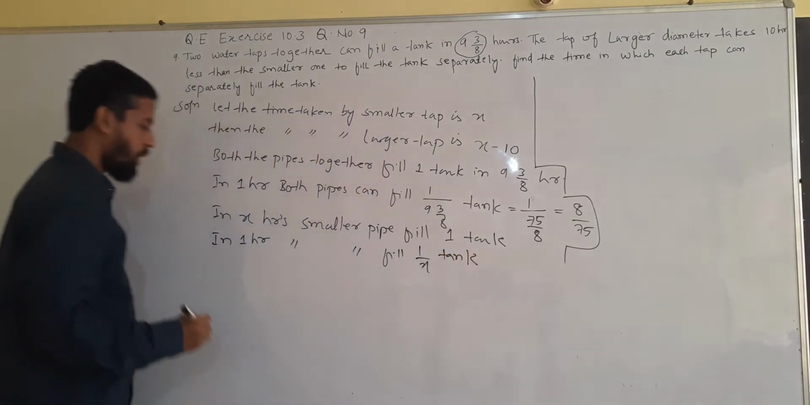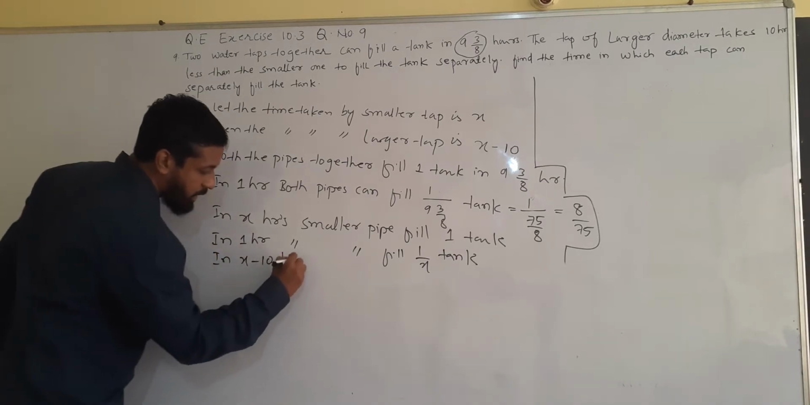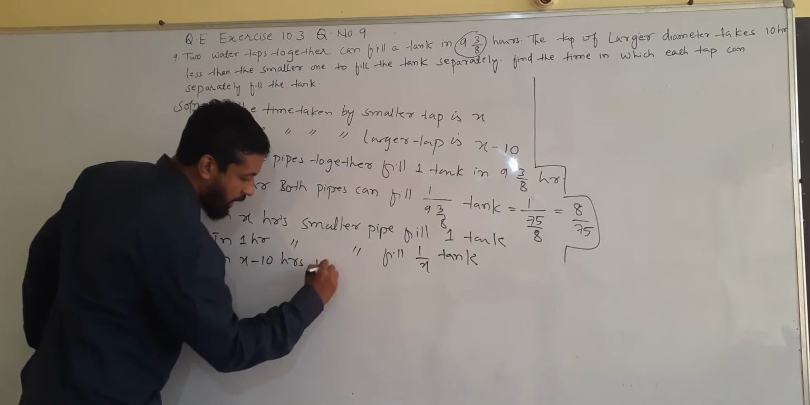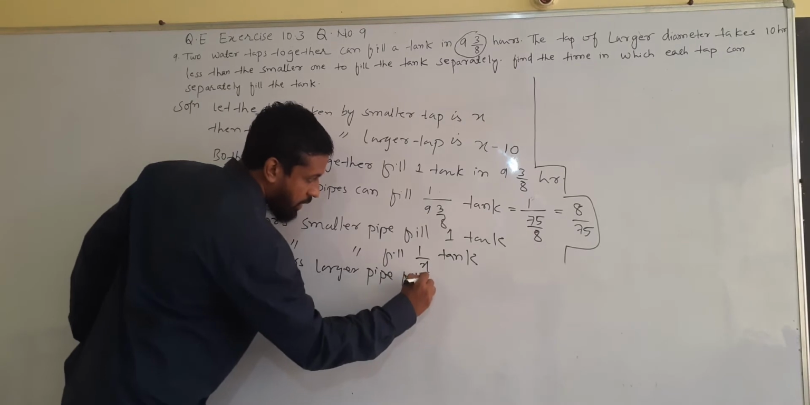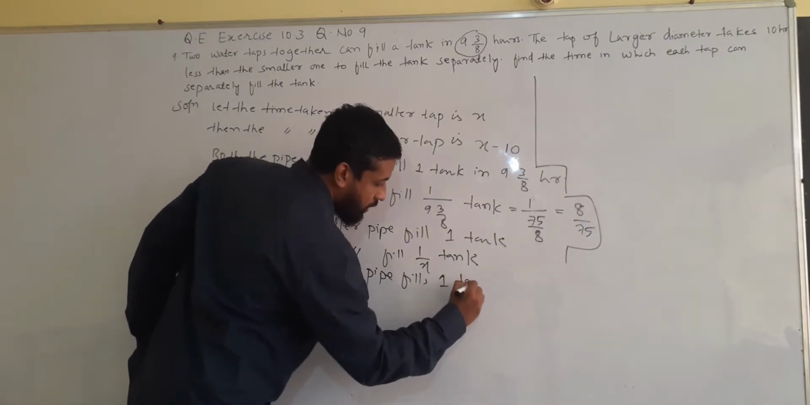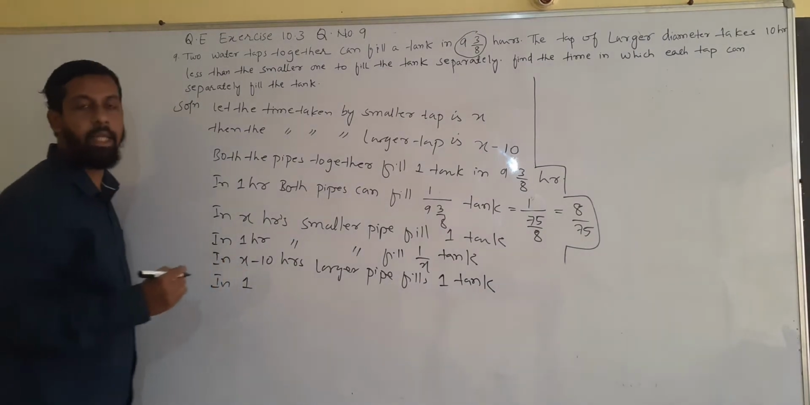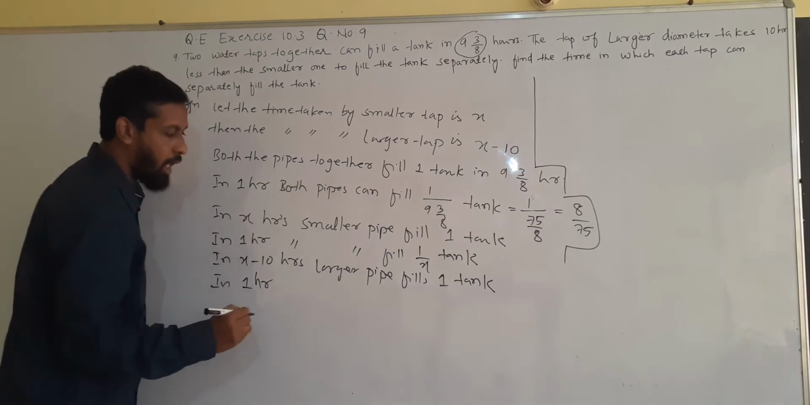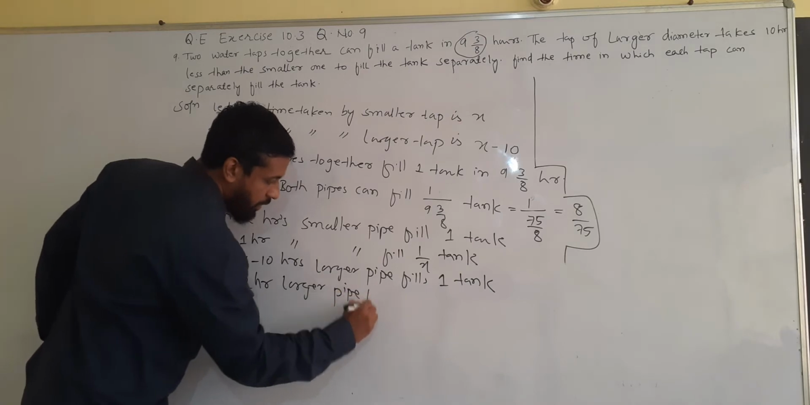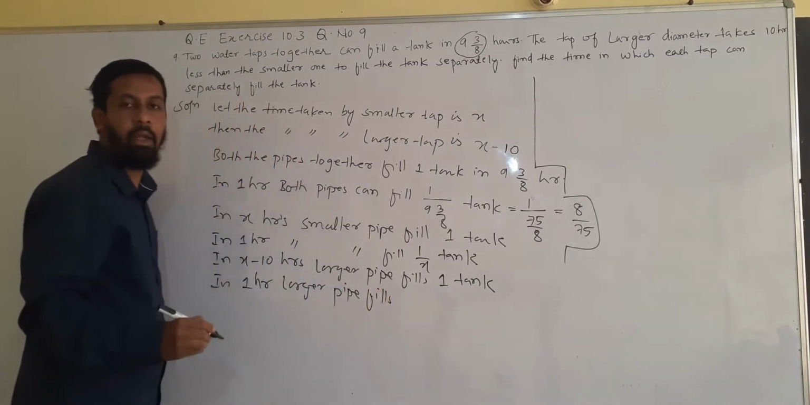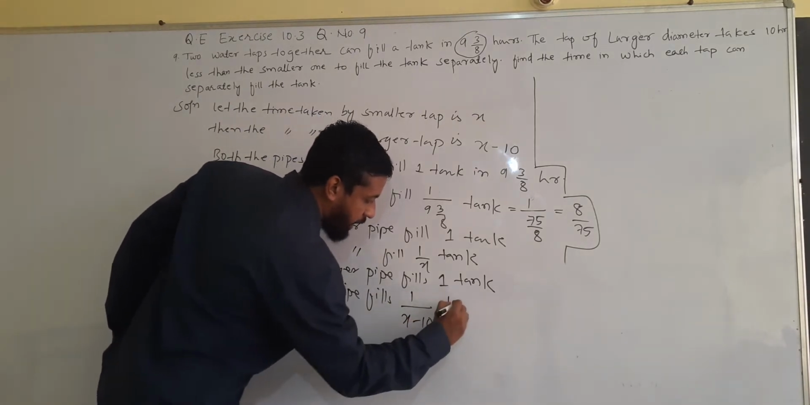Keep that in mind. Then in x minus 10 hours, the larger pipe fills one tank. Then in 1 hour, the larger pipe fills 1 divided by x minus 10 of the tank.